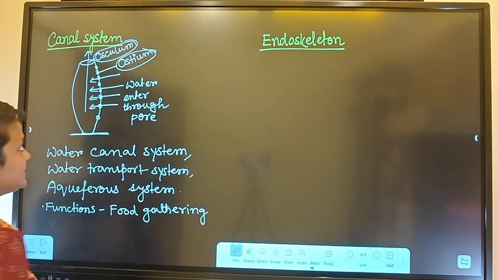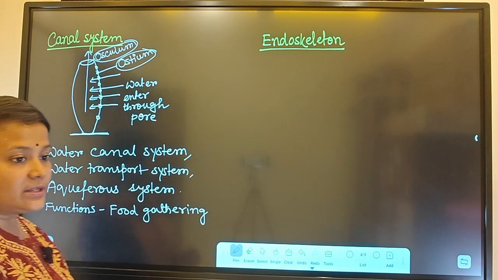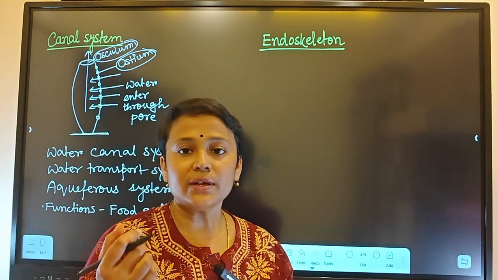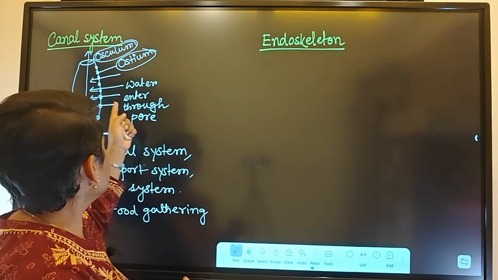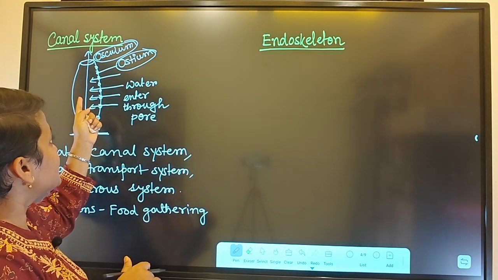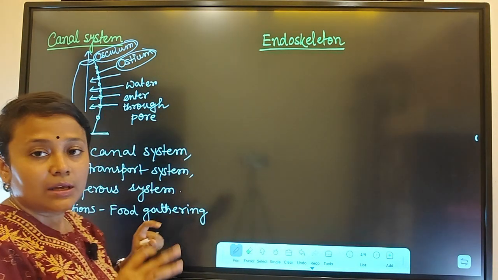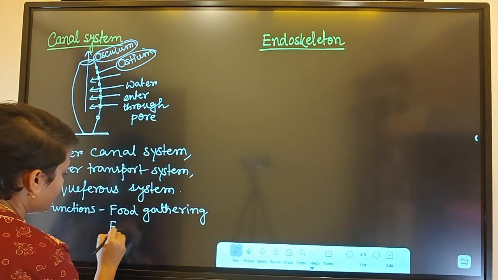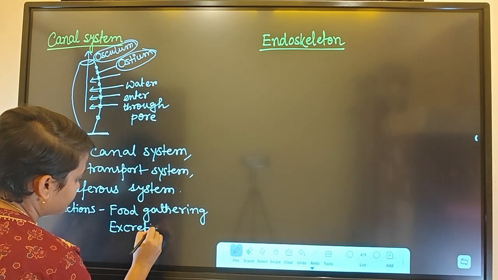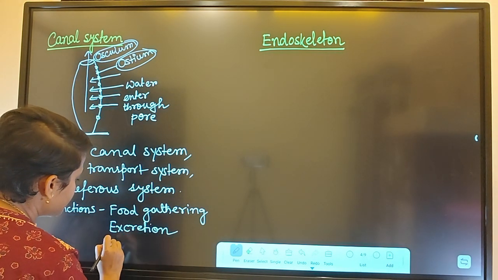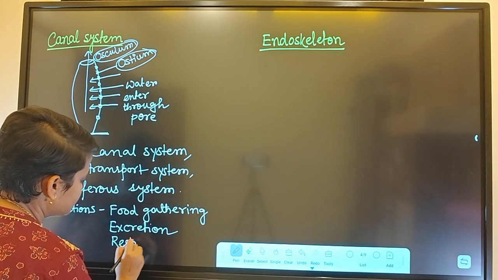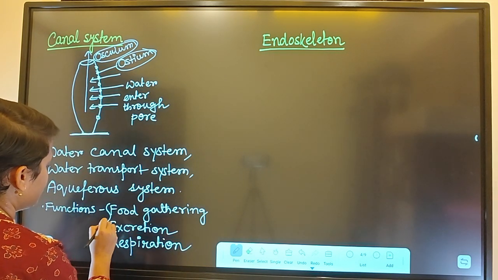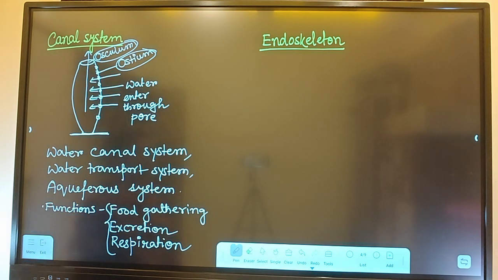They are ciliary feeders. The suspended zooplankton or phytoplankton, when they come into the cavity, the spongiocele, through the ostia, will be captured as food. So food gathering, excretion, removal of waste, and respiration, exchange of gases, oxygen and carbon dioxide. They help in these three processes.